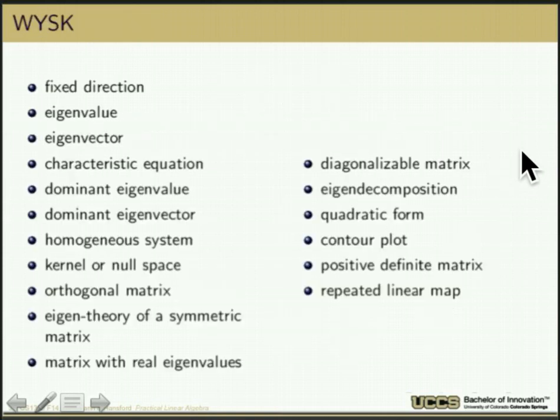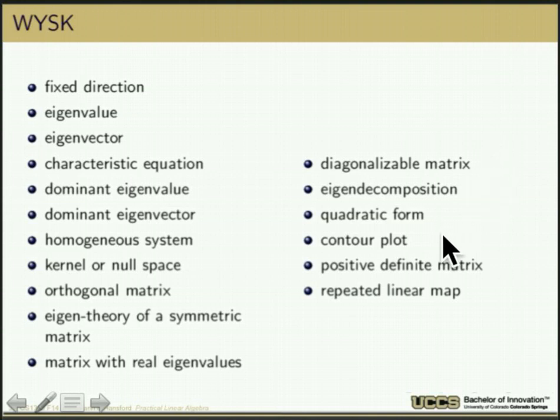So, a bunch of terms this chapter you need to make sure you know. The fixed direction, eigenvalue, eigenvector, absolutely know what those are. Know the characteristic equation, how to derive it, write it down. Understand the dominant eigenvalue and eigenvector, thinking back to those repeated maps. If I keep applying it, the dominant one is the one that becomes bigger. Know how these are related to homogeneous systems, the relationship between eigenvectors and null spaces, the definition of an orthogonal matrix, the eigenproperties of symmetric matrices, what happens when we have real eigenvalues, this idea of diagonalization of the matrix and the eigendecomposition.